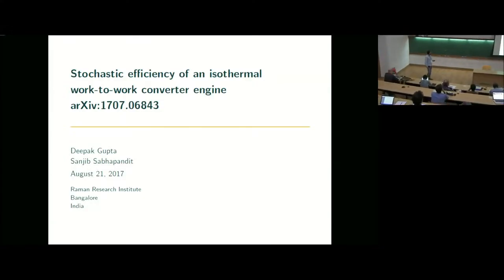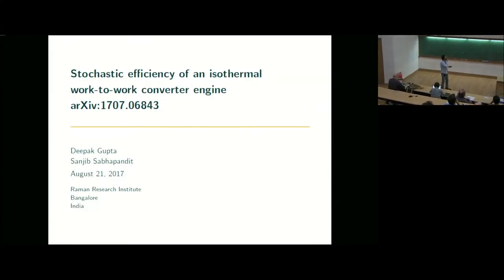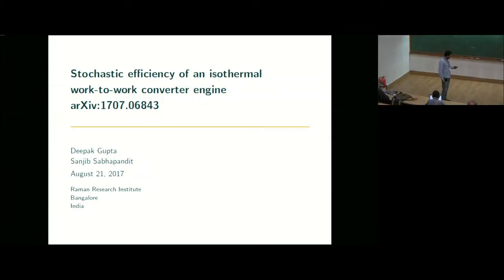My name is Deepak Gupta. I'm working with Sanjeev Savapandit. The title of my talk is Stochastic Efficiency of an Isothermal Work-to-Work Converter Engine. This work is on arXiv. One can look at it.